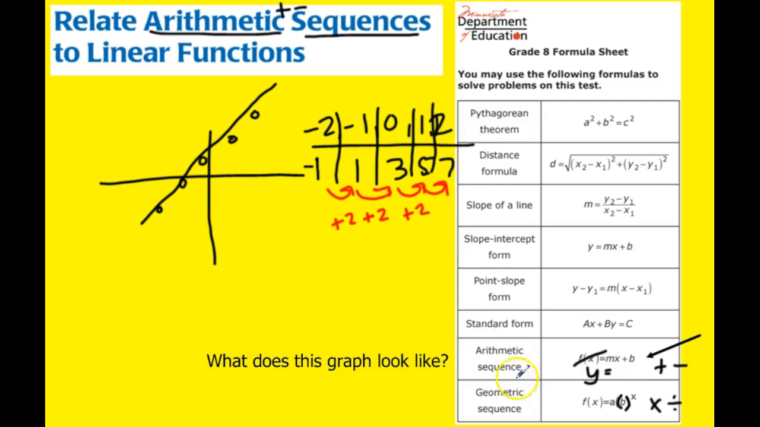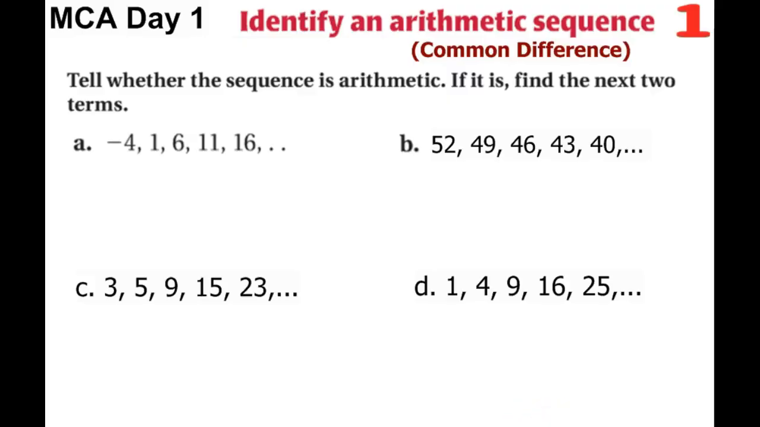repeated over and over. So later, when we get to geometric sequences, these ones are going to be multiplied each time. So just like when we did growth and decay functions in chapter 8, that's what geometric sequences will look like. So first, identify an arithmetic sequence. Tell whether the sequence is arithmetic. If it is, find the next two terms.